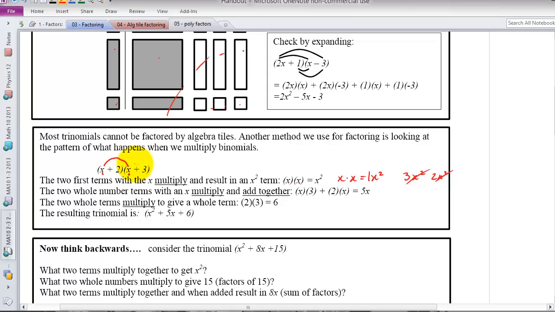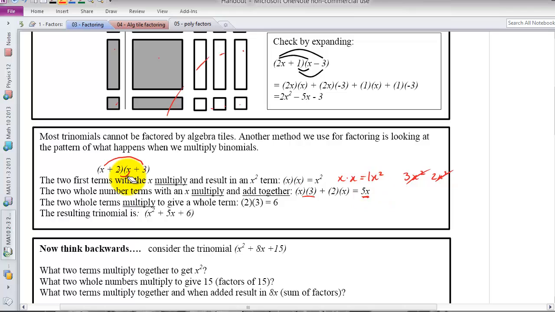The second part of the pattern is that when we multiply the next ones, we go x times 3 here, and 2 times x, and we get a total of 5x. So the pattern is when we add up the two whole numbers in those binomials, we get the second term of the trinomial.